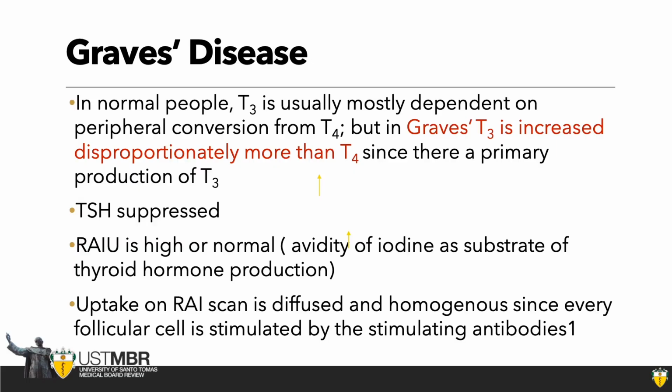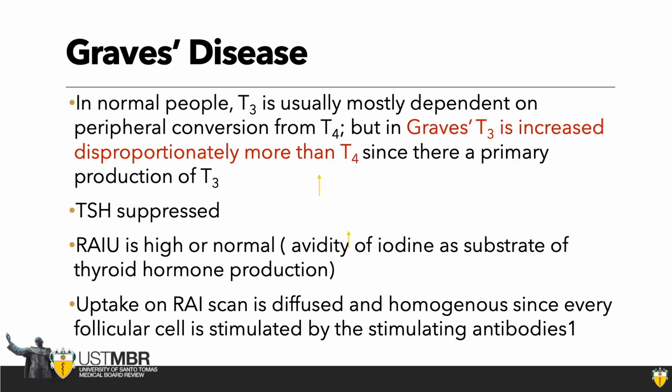So in Graves' disease, if there's a stimulation of new thyroid hormone, remember we said that only 20% of T3 comes from the thyroid gland. The majority is from peripheral deiodination of T4. But if you have hyperthyroidism, both T4 and T3 are being stimulated, and for some reason, T3 is stimulated much more than T4. So the increase in T3 is disproportionately higher than the increase in T4. Okay, so by negative feedback, TSH is supposed to be suppressed.